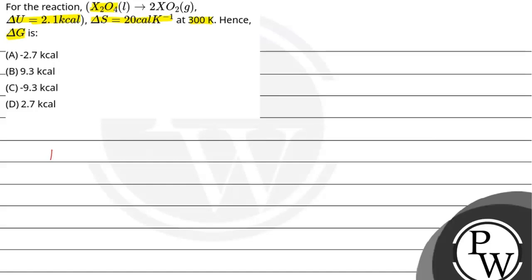So, first we'll understand the key concept involved in this question. The key concept involved is the calculation of delta G, that is change in Gibbs free energy, using delta U, that is change in internal energy, delta S, that is change in entropy, and temperature. So, using delta U, delta S and temperature we have to calculate delta G. First, we'll write the given data.